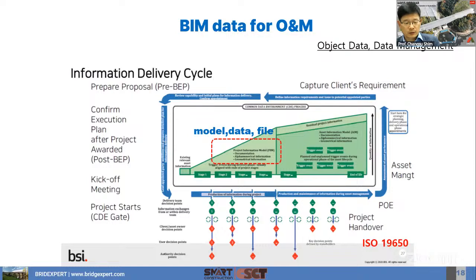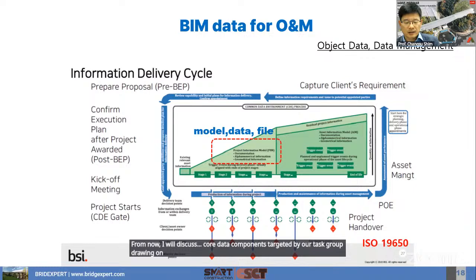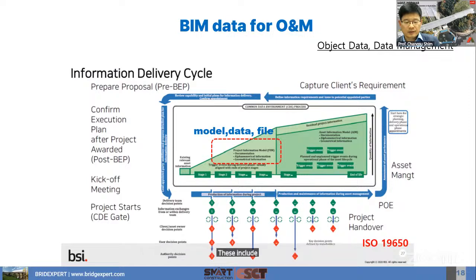From now, I will discuss core data components targeted by our task group, drawing on insight from the BIM-based BMS cases in Korea. These include object data management frameworks, visual inspection and repair history data, and key performance indicators for maintenance decision making.